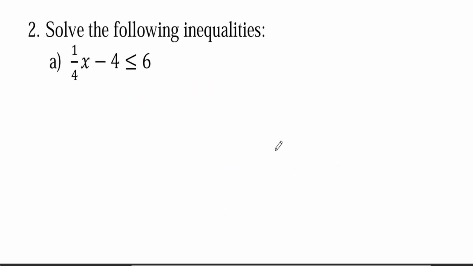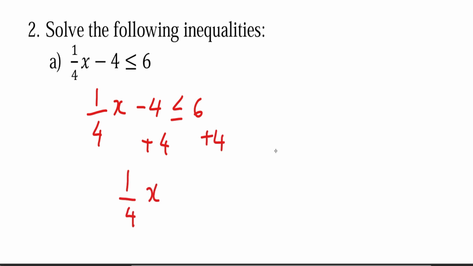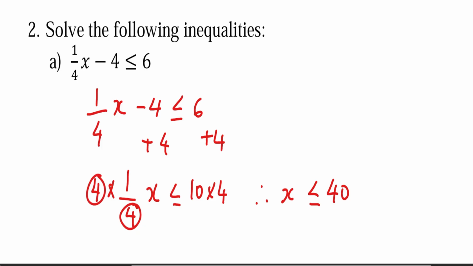What if it is a fraction? Obviously the same thing: a quarter x minus 4 is less than or equal to 6. Add 4, then it gives you a quarter x, which is less than or equal to 10. Now you have 4 as the denominator, so you multiply by 4, and therefore x is less than or equal to 40. I multiply by 4 to remove the denominator, and then obviously the rest is history.